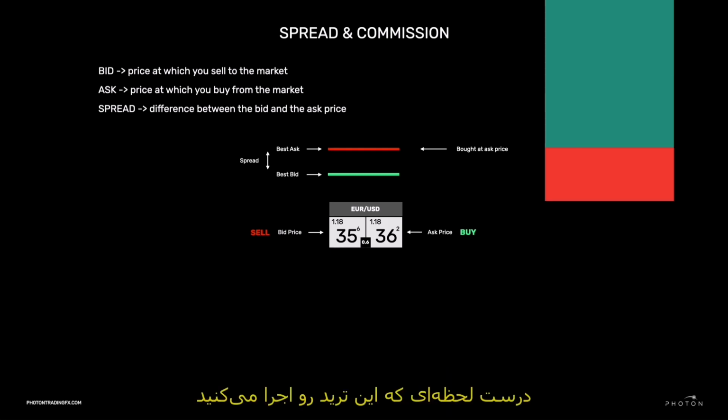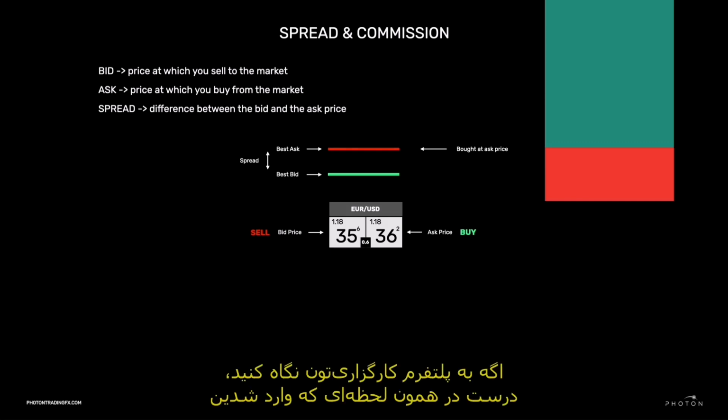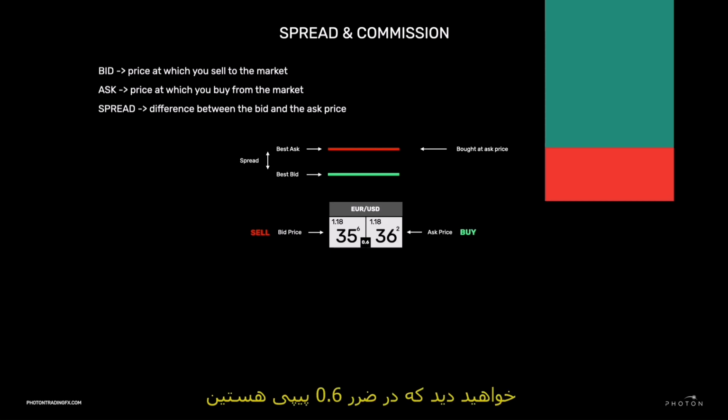Now, the very second that you actually execute that trade, right? So you've gone long at the ask price. At that very second, if you were to look at your brokerage platform, you will instantly be in a minus 0.6 pip floating loss.